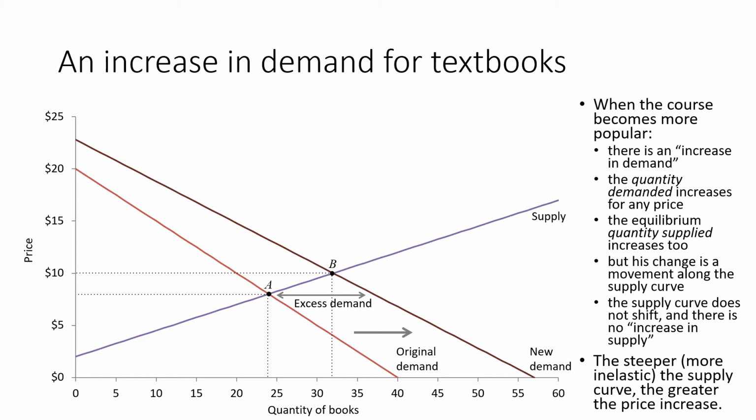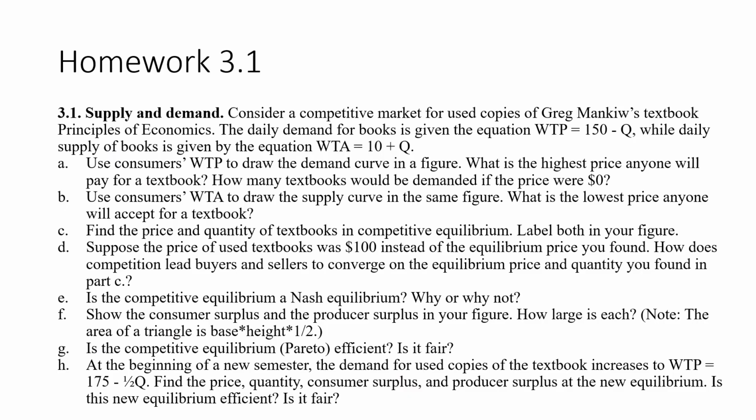But it's important to recognize that if you're moving along a curve, rather than shifting the curve, then you're not actually changing the demand or supply, whatever that curve is. So you'll be working through this sort of example in homework 3.1, the final part of it, part H. You work through a new shift in demand as the textbook becomes more popular, and you calculate out the new price, quantity, consumer surplus, and producer surplus, just like we did in the previous slide.